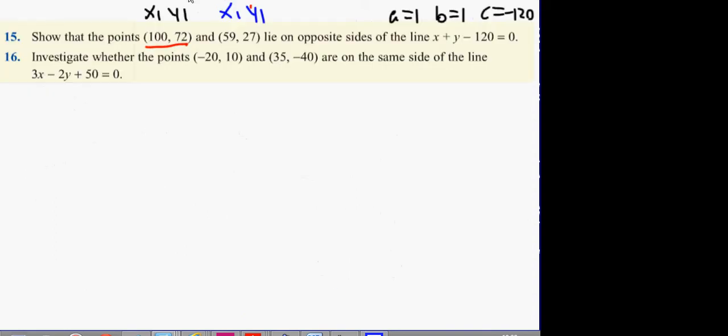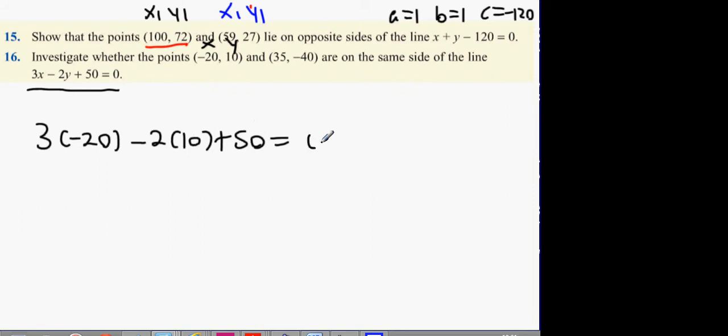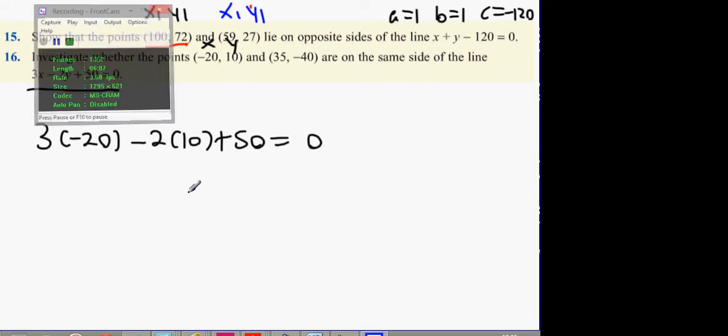What we're going to do next is investigate whether the points (-20, -10) and (35, -40) are on the same side of the line. So look, what I have to do here, see this formula? Just replace x with -20, y with -10. And if the number turns out to be bigger than 0, it's above the line. Smaller than 0, it's below the line.